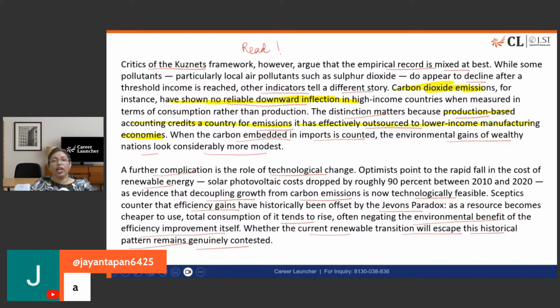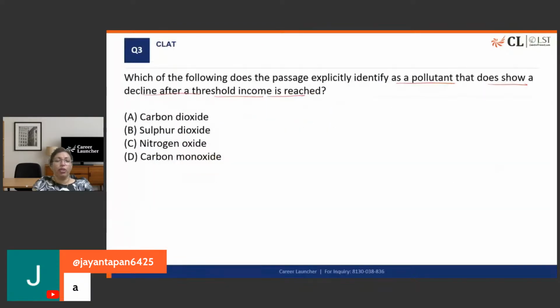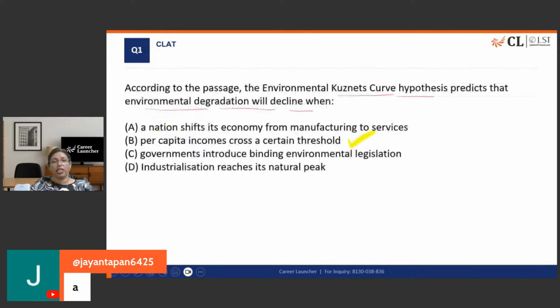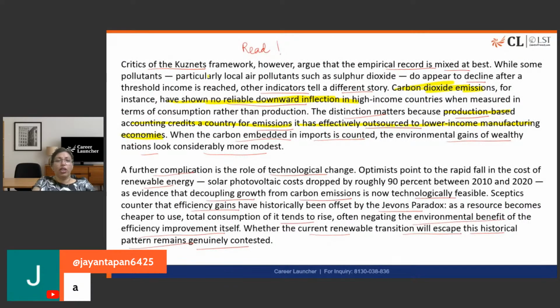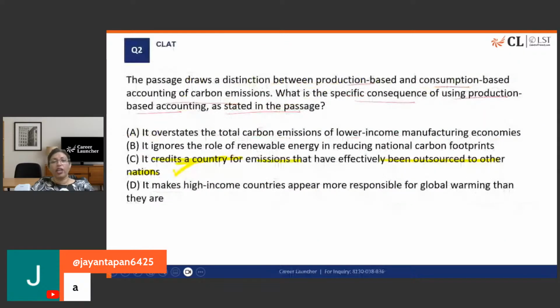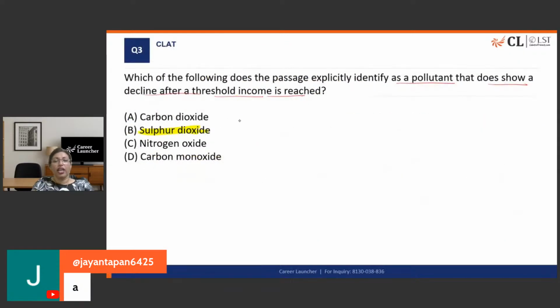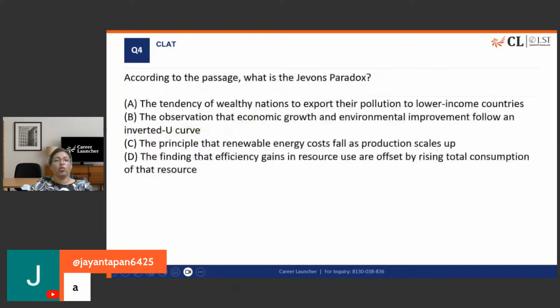So what will be the correct answer? The correct answer will be sulfur dioxide, which was what was mentioned in the passage. See here, particularly local air pollutants such as sulfur dioxide do appear to decline. So he has mentioned sulfur dioxide and not carbon dioxide as the correct answer. Okay, I hope you got that. All right, let's go to question number 4.